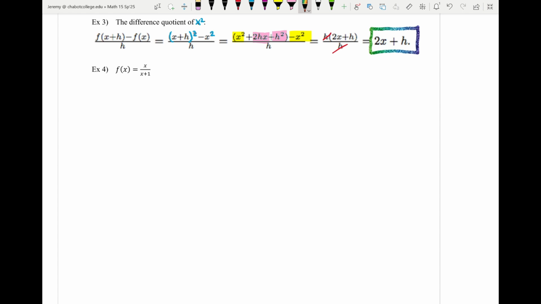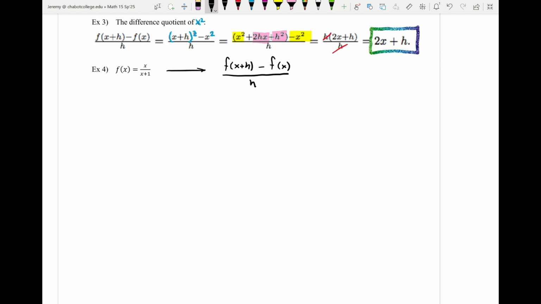Our function this time is f of x equals x over x plus 1. So a little rational function here. And we want to compute the difference quotient, so we're going to be substituting into this f of x plus h minus f of x over h.